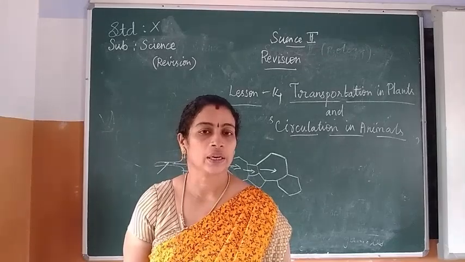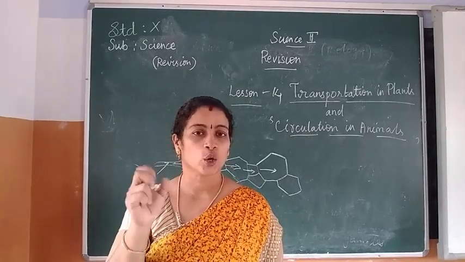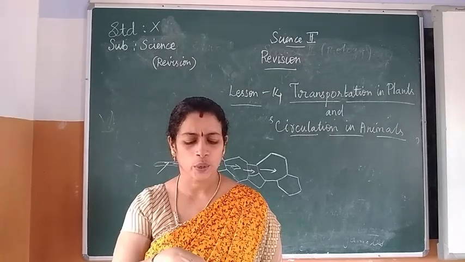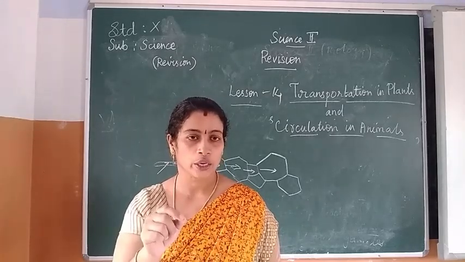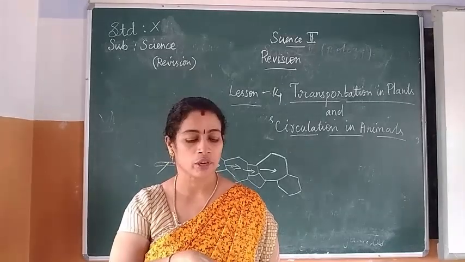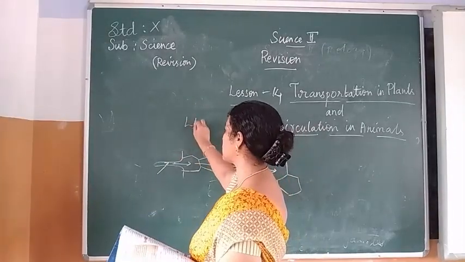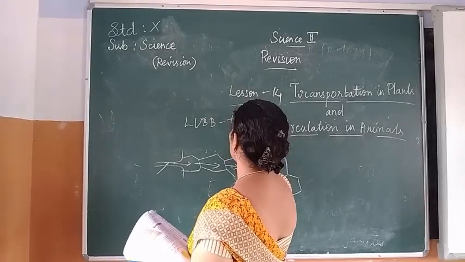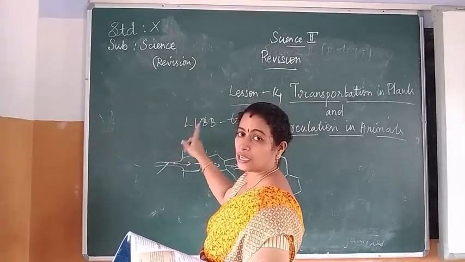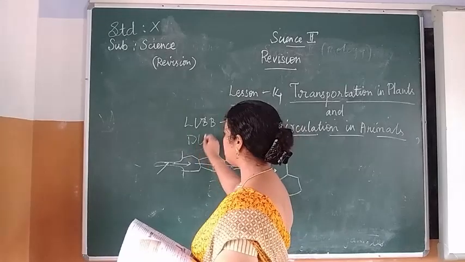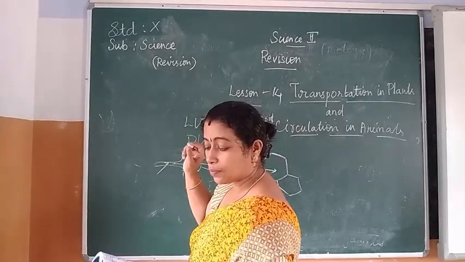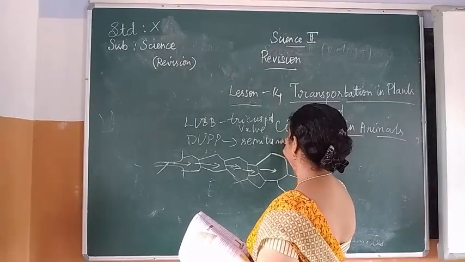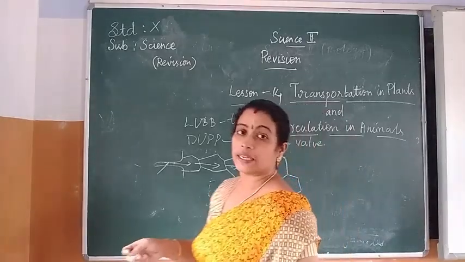The first sound, lub, has a longer duration, and it is produced by the closure of the tricuspid and bicuspid valves. The second one is the dub sound, and it is of short duration. It is produced by the closure of the semilunar valves.